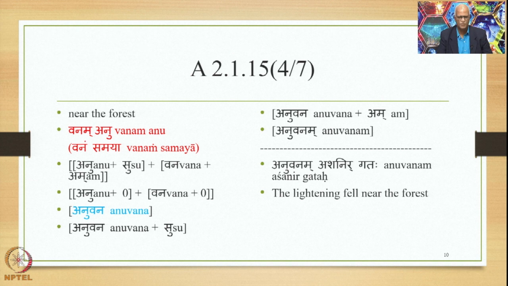Now when we use this in the sentence, we say anu vanam ashanir gatah. The lightning fell near the forest. So if the question is, where did the lightning fall? And the mark that a speaker wishes to indicate is the forest. It is the forest which is the mark. Also, the lightning has fallen near the forest. So there is proximity between the lightning and the forest, the lightning falling and the forest. So when both these meanings are combined, we have the sentence anu vanam ashanir gatah. So vana acts as the lakshana, and vana is also closer to the falling of ashani, the place where the ashani fell.